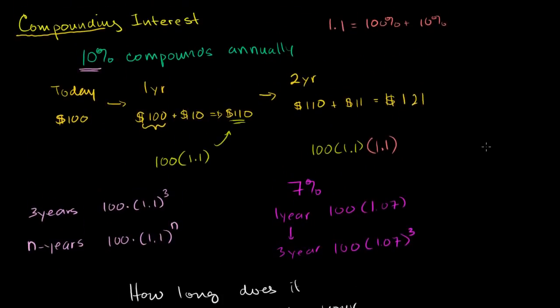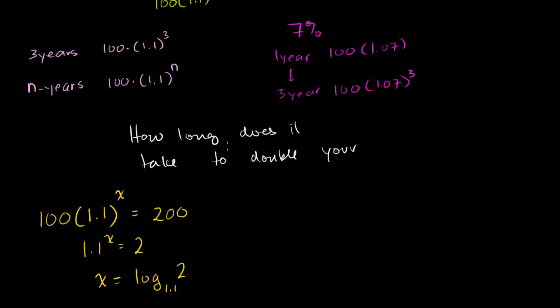So what I'm going to do in the next video is explain something called the rule of 72, which is an approximate way to answer this question. How long does it take to double your money? I forgot to write the most important word. And we'll see how good of an approximation it is in that next video.